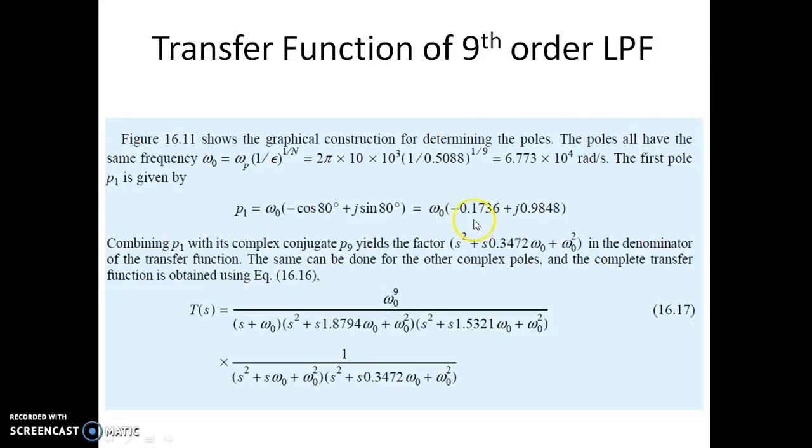Similarly, P9 is located exactly on the same real axis, and the imaginary part is just negative. If you take P1 and P9, they are complex conjugates. If you multiply those two, you end up with s square plus s into 0.3472 omega naught plus omega naught whole square. Just multiplying this with its complex conjugate, we get the quadratic equation corresponding to P1 and P9.